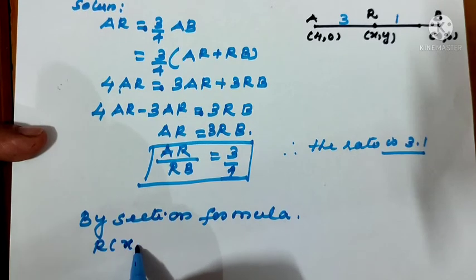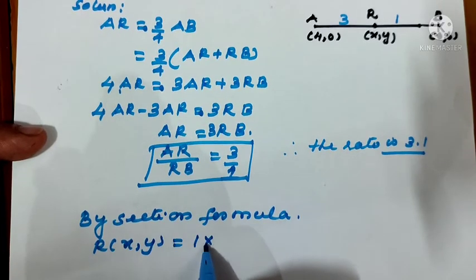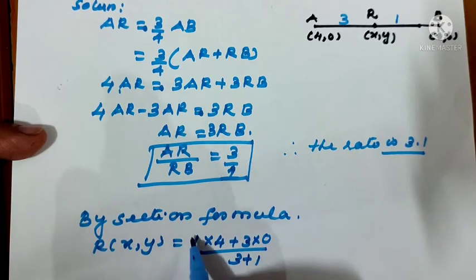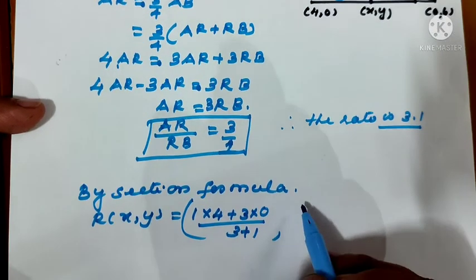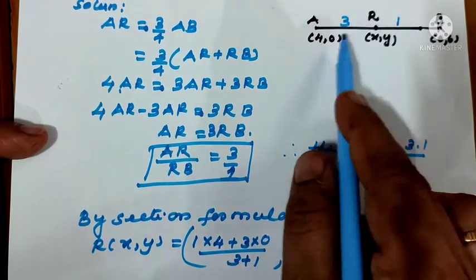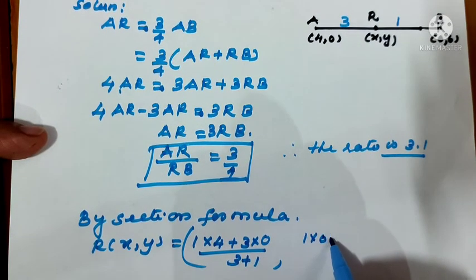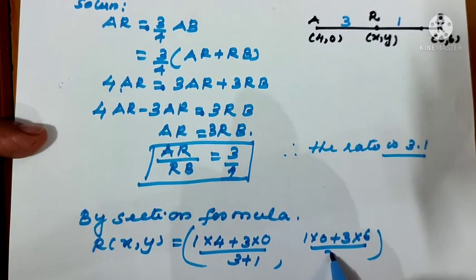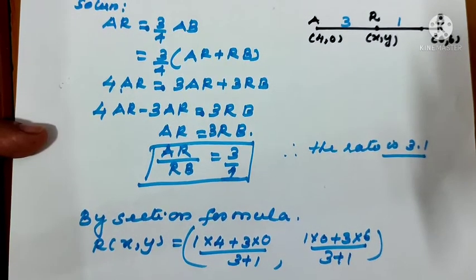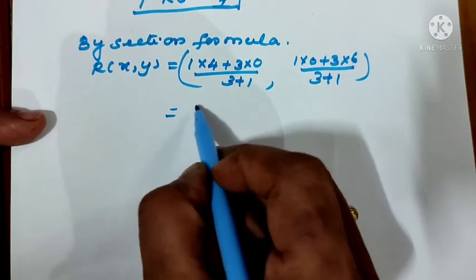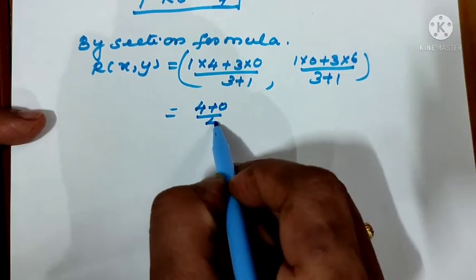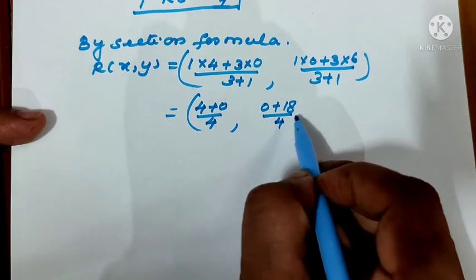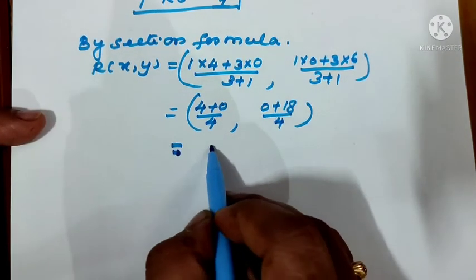R(x, y) equals (1 into 4 plus 3 into 0) divided by (3 plus 1). Next, 1 into 0 plus 3 into 6, divided by 3 plus 1. Now simplification: 4 plus 0 by 4, comma, 0 plus 18 by 4.